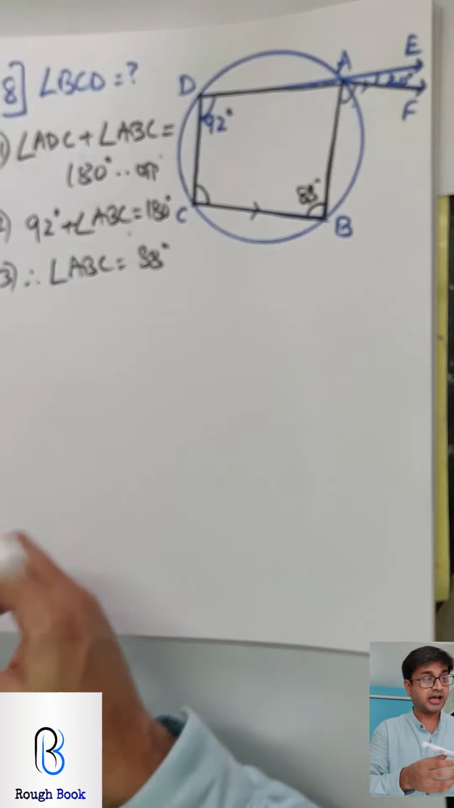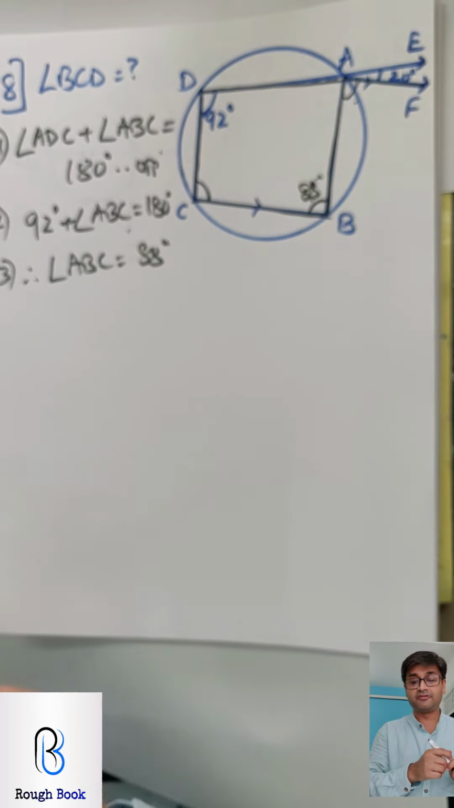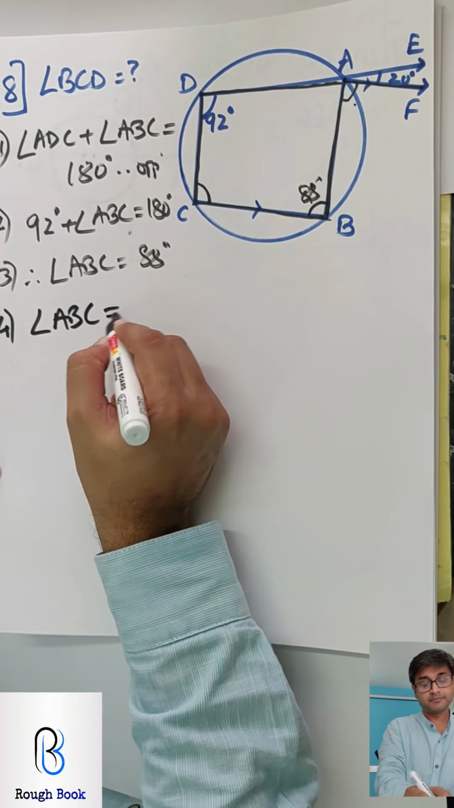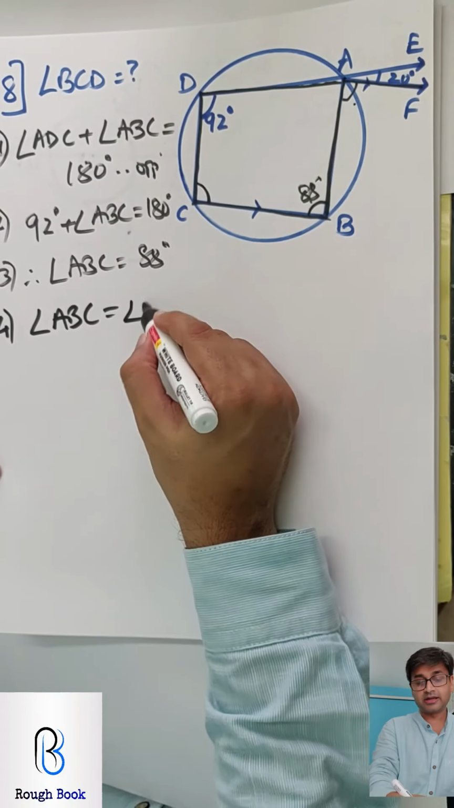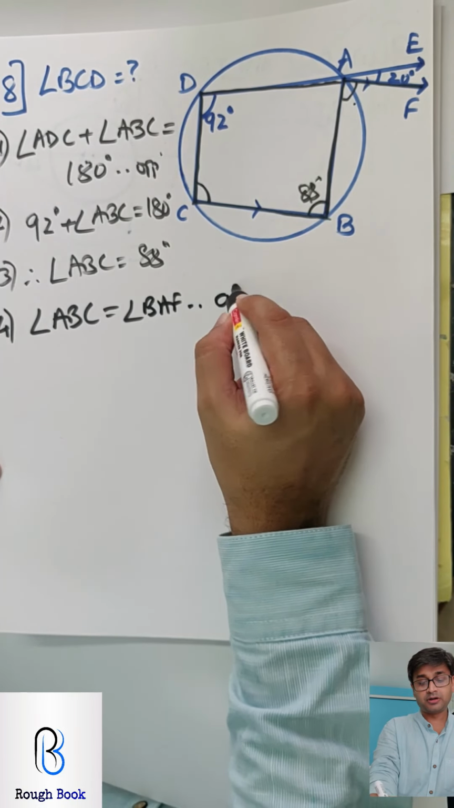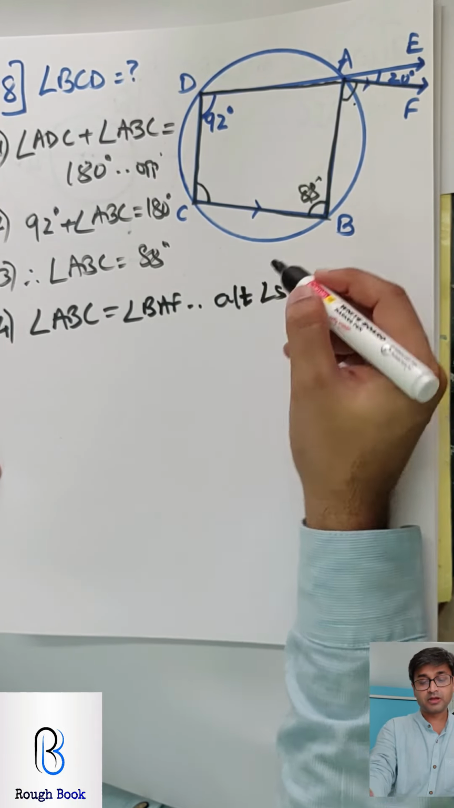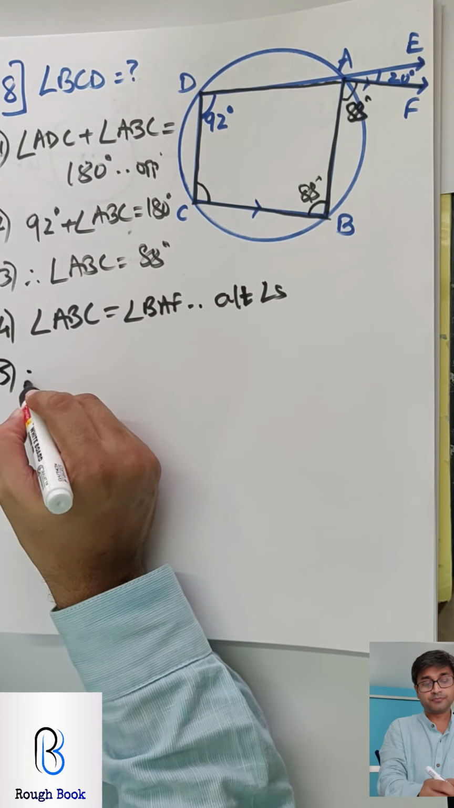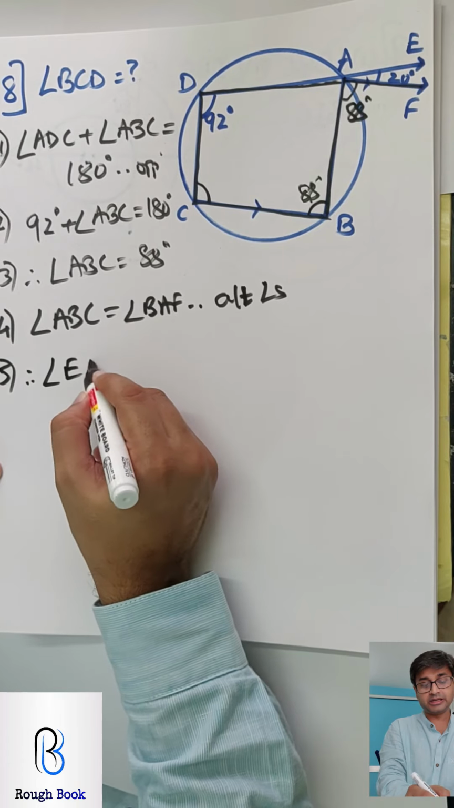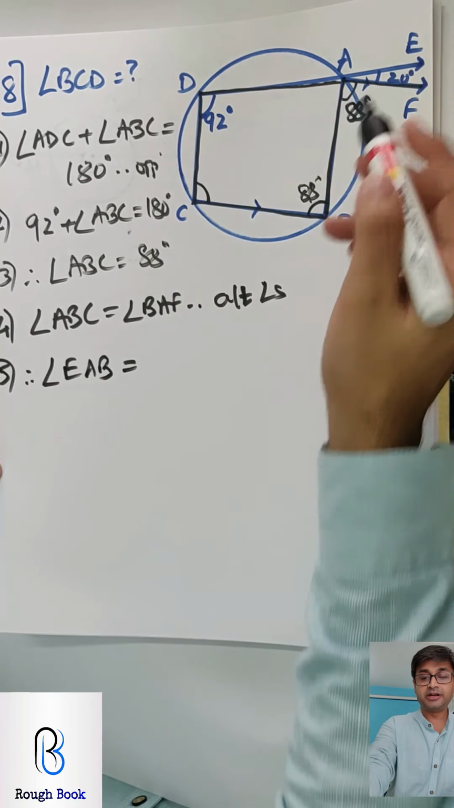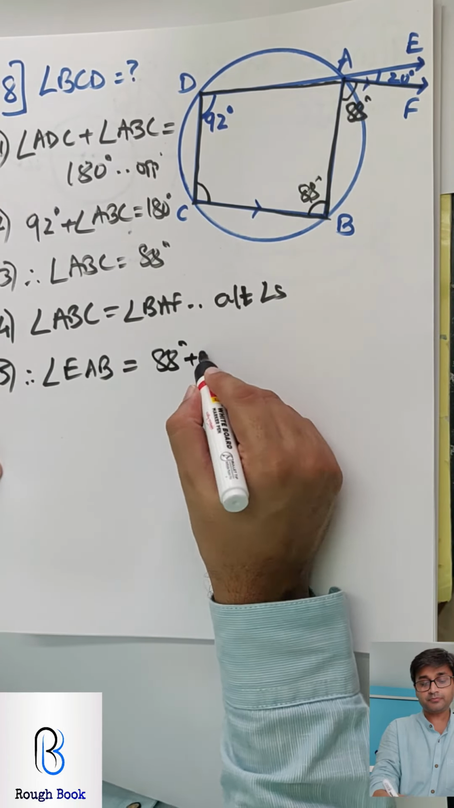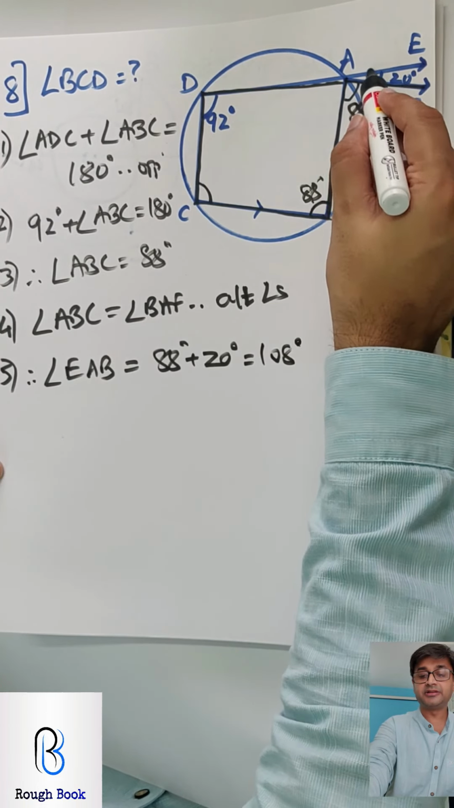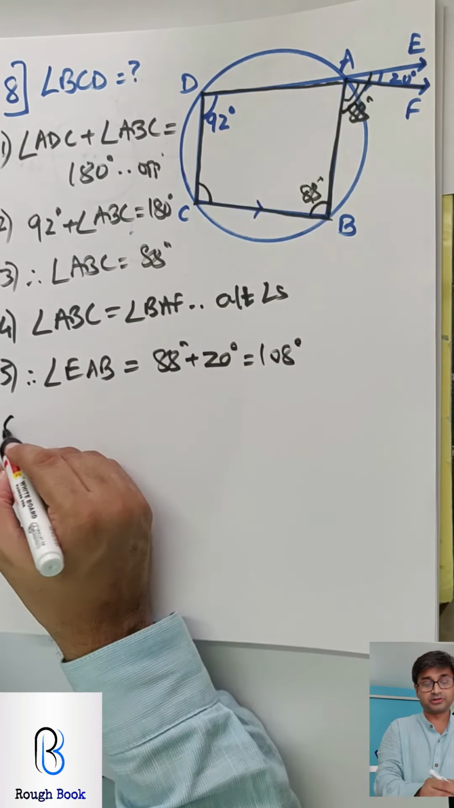Now use the alternate angle thing and then get the full angle. So I will say step 4, angle ABC, this one equals angle BAF, alternate angles. So we get this one also as 88. So now the full angle. So therefore angle EAB will be 88 plus 20. So 108. And this 108 is equal to the interior opposite straight away.